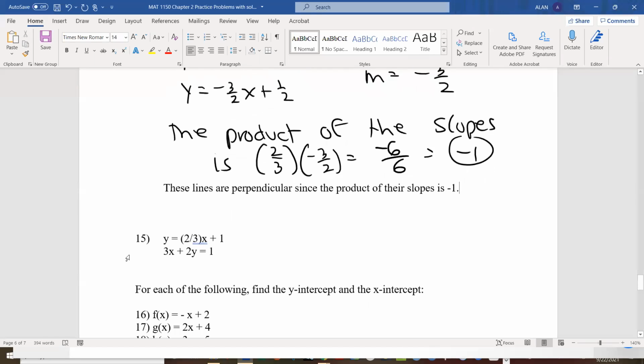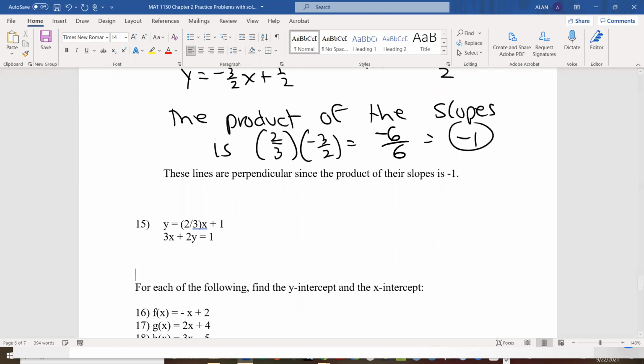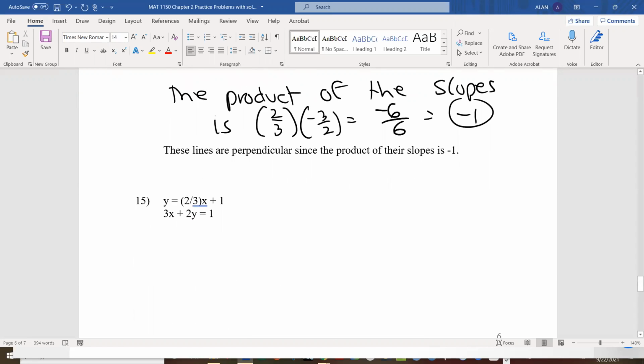Very good. Now, look at this one. The first one is already done. You don't have to do anything with it. So it's the second one we have to do something with. It's not quite in the form we need.